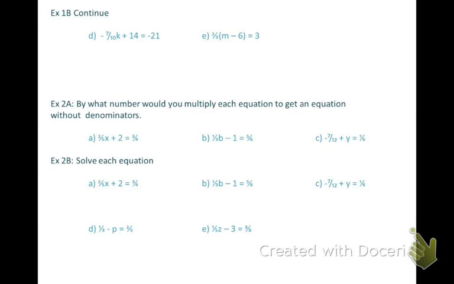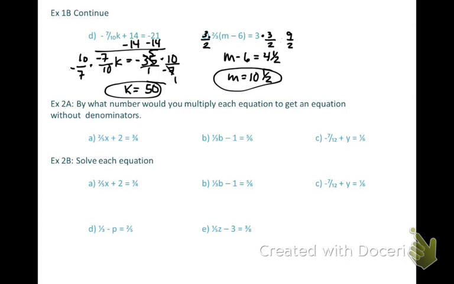Okay, please try D and E all by yourself. Have fun. Put me on pause. Okay, so D is k equals 50 and E is m equals 10.5.